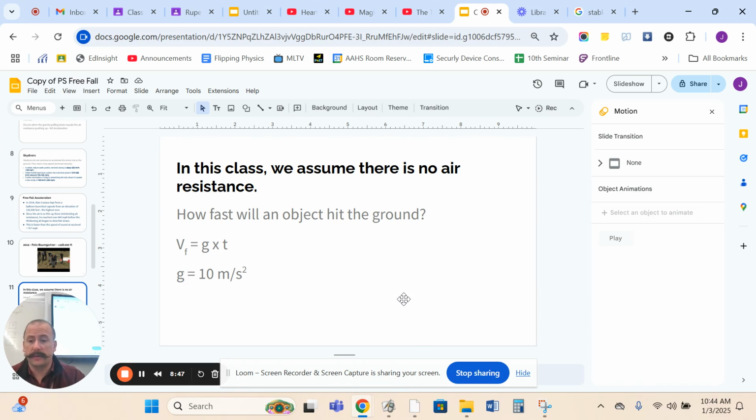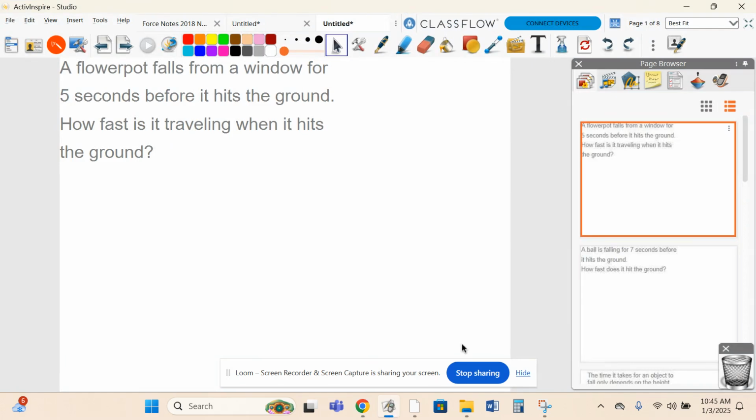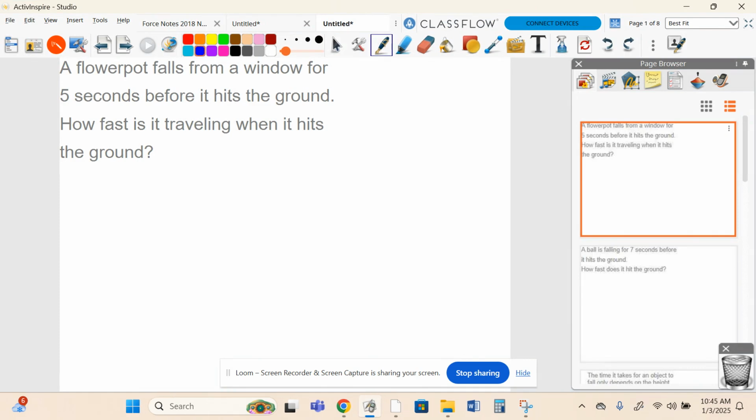Now, we do a couple of calculations, but basically we are just modifying equations we've already known and already used. G is just a specific acceleration. This actually comes from the equation v equals a times t. And G is always going to be 10 meters per second squared. So let's go over the two examples here. If I'm solving for the speed at which a flower pot is moving after falling for 5 seconds, they're giving me the time of 5 seconds. They want to know what is the speed.